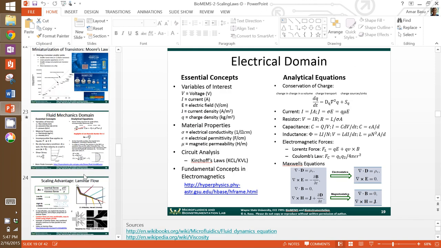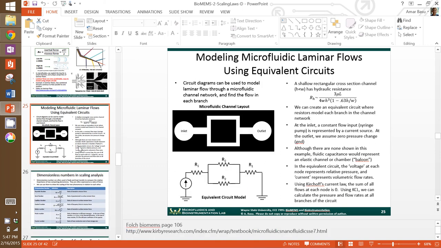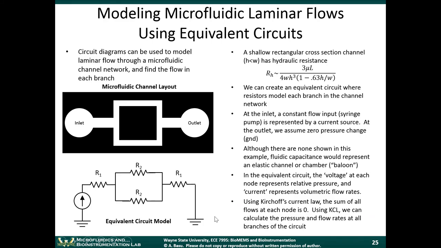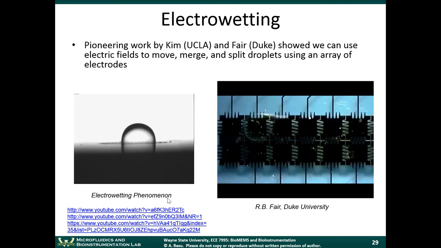Let me show you an example of what we did. In the fluid model, you can model a microfluidic channel by using an electrical circuit where a current source represents the flow and these different resistors represent hydraulic resistances. Okay, so that's one way of modeling a fluid system using an electrical circuit. Moving ahead, I'm not going to go over all this stuff again.